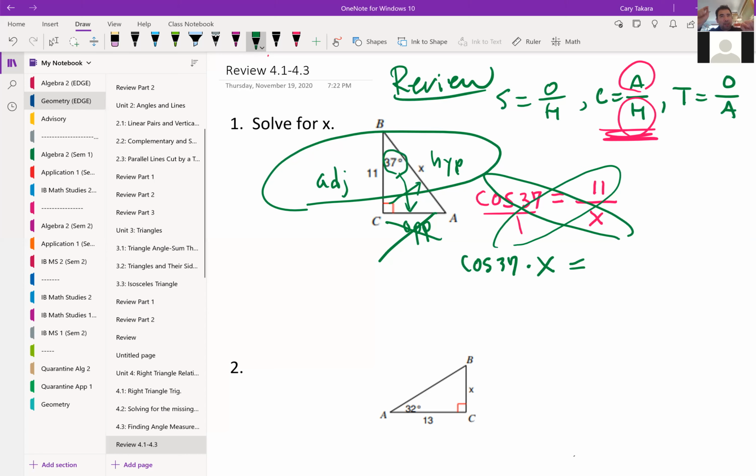Now, since you want to solve for x, we need to get rid of this cosine of 37. And how do we do that? I'm going to divide both sides. Because if you do something on the left side, you better do it on the right side. So divide both sides by cosine of 37 to be equal to each other, left side and right side. And that cancels out. So x equals 11 divided by cosine of 37.